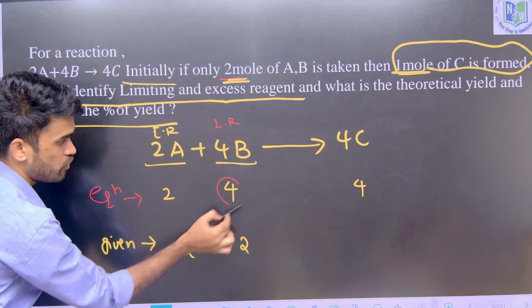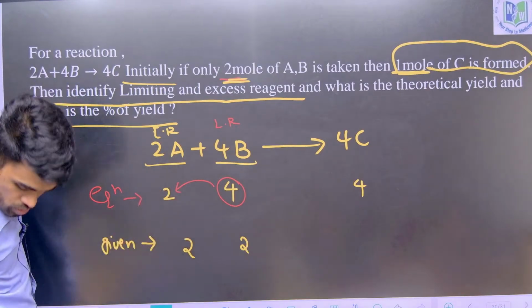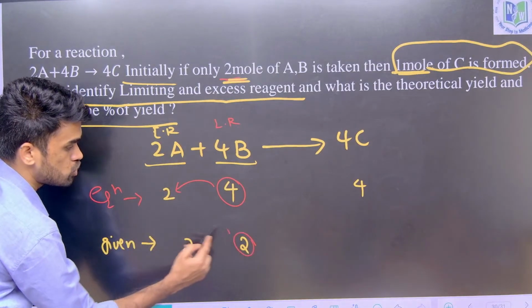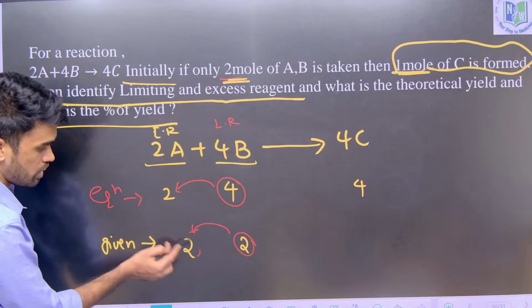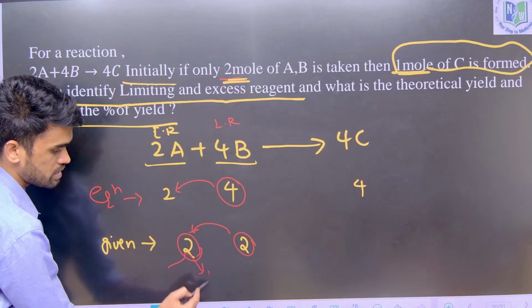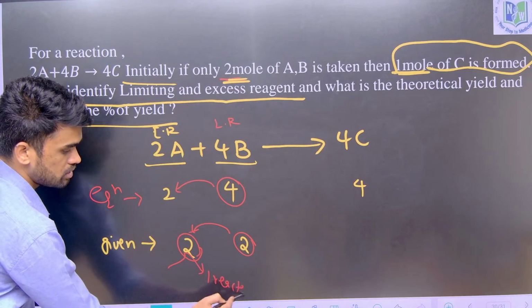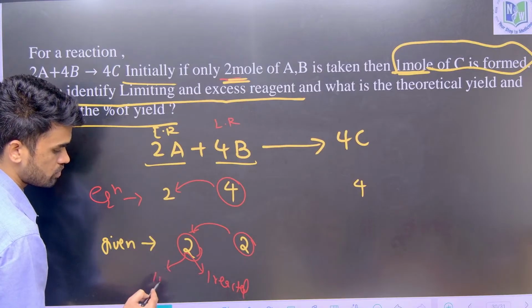See, for every 4 moles how much do we require? 2. Then for every 2 how much should it be? 1. So out of these 2 moles, 1 mole is reacted, 1 mole is excess.